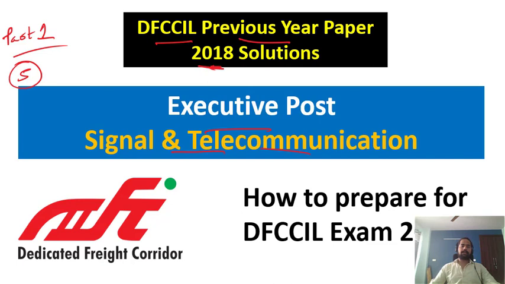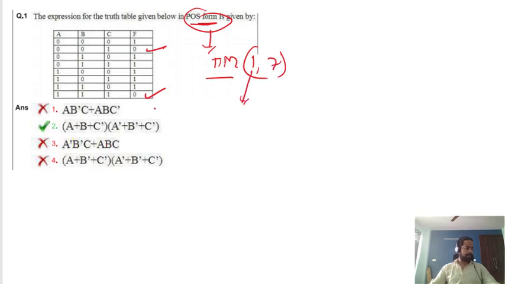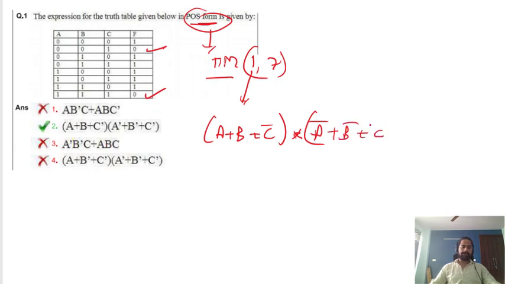Question number 1: they are asking for the expression for the truth table given below in POS form. POS form means max terms, pi m. So here the max terms will be this one and this one, so this will be 1 and 7. So 1 can be written as a plus b plus c bar, into, as it is product of sum, so POS form, into 7 is a bar plus b bar plus c bar. So I think option B, the second option, will be the correct answer for question number 1.